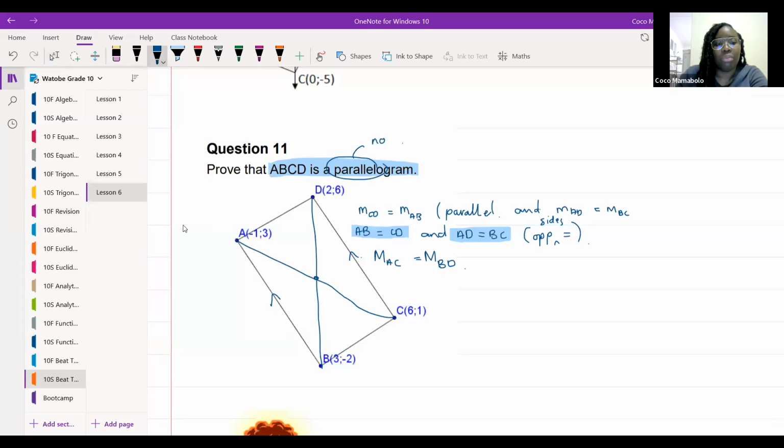We must first prove either that they're parallel, right? Or that the opposite sides are equal to each other. Because even if it's a rectangle, it's still going to be a parallelogram. Even if it's a square, it's still going to be a parallelogram. Even if it's a rhombus, it will still be a parallelogram. So the other properties won't really matter as much. So you can choose whether you want to prove whether it's parallel or whether the opposite sides are equal. It won't really matter in this case. So you can choose one property. We just need to find that one property.